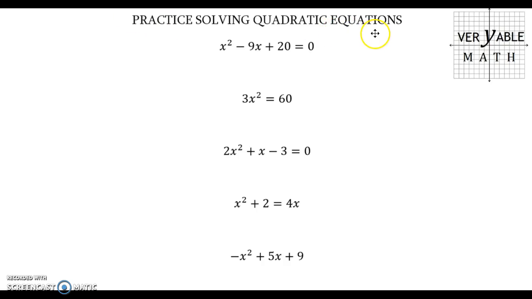Hello students, in this video I'm going to show you how to solve a couple of quadratic equations. This is practice for an upcoming exam. Take a look at these 5 equations.